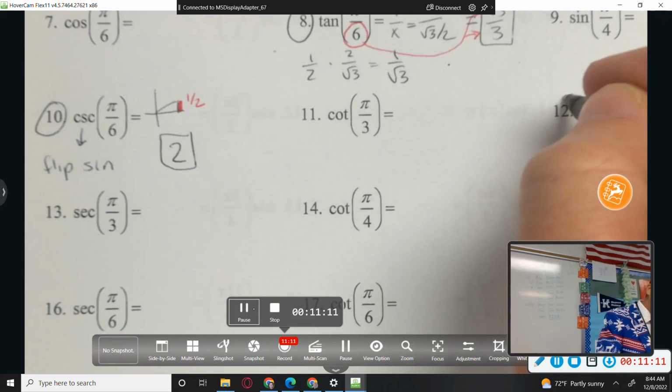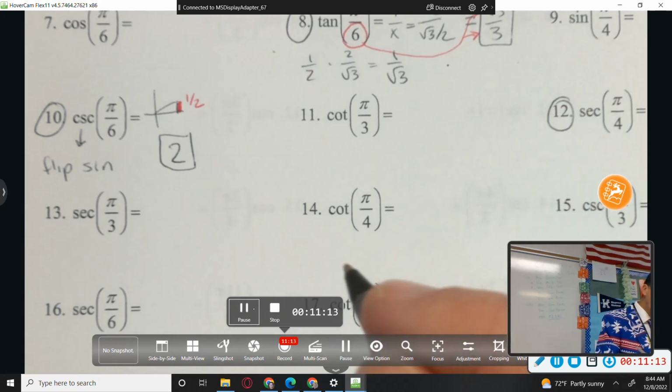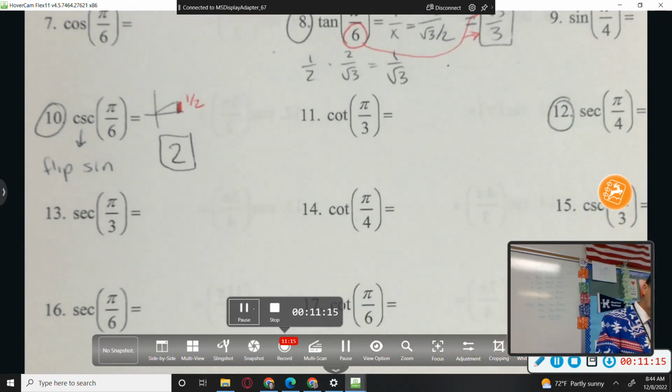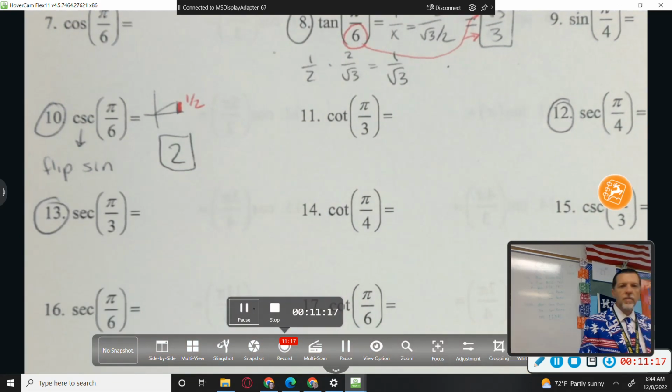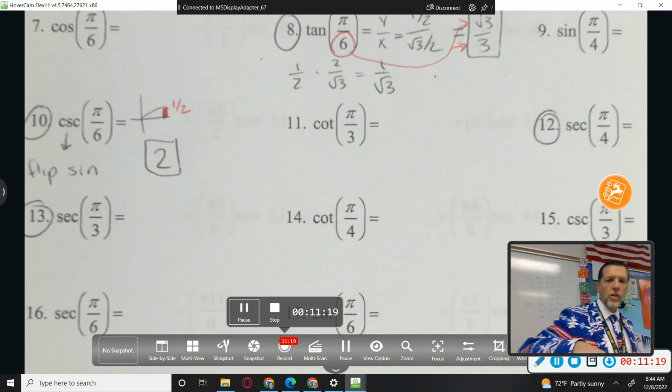Why don't you try number 12 and number 13? 12 and 13.